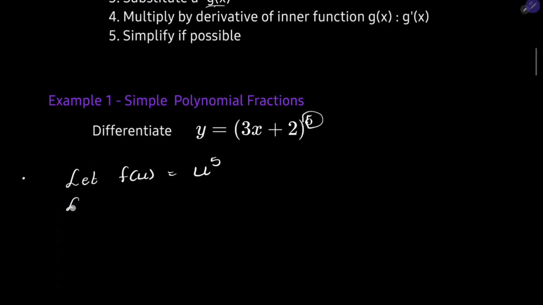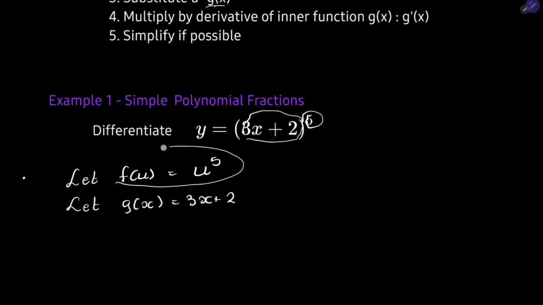Identifying our inner function, we will say let g of x be equal to 3x plus 2. If you notice, our outer function is in terms of u and our inner function is in terms of x. Our outer function is a function in terms of the inner function. So in order to facilitate the calculations, we replace the inner function by another variable u. That is why our outer function is in terms of u, and u can be any inner function, and our inner function then is in terms of x.